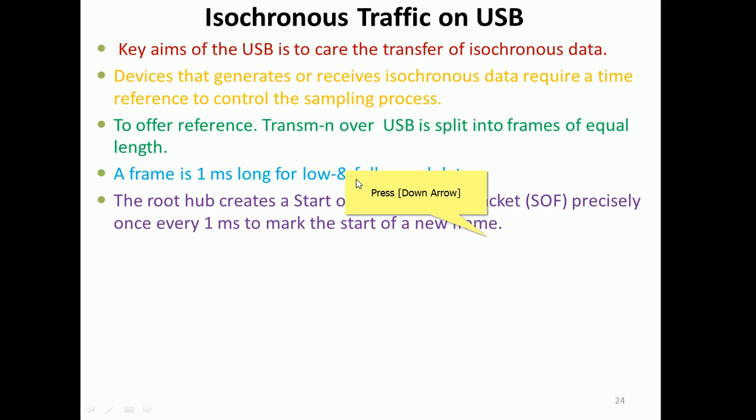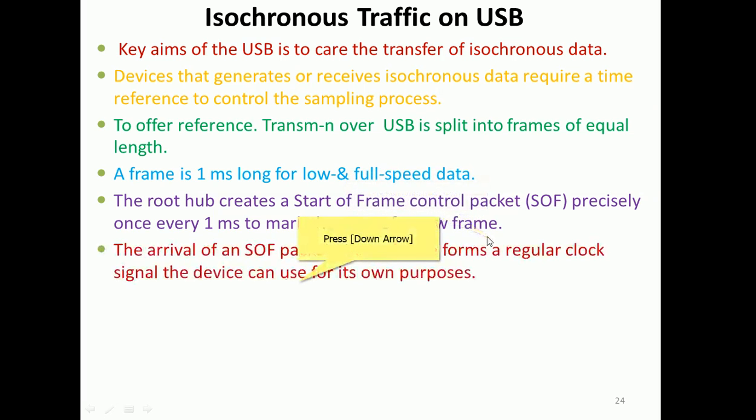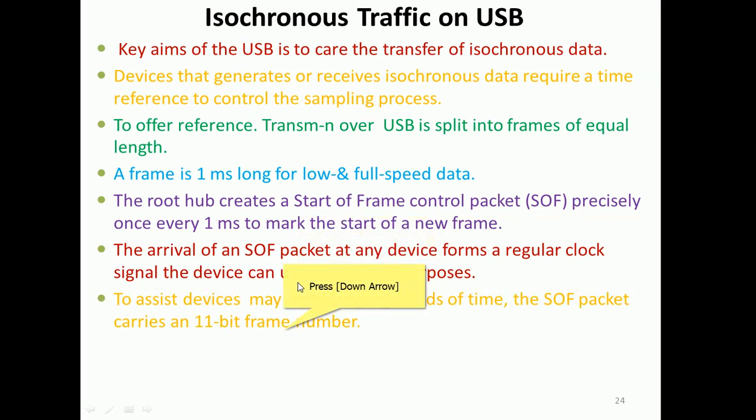So the root hub will be created. The root hub starts the frame control packet precisely once every 1 millisecond, marking the start of a new frame. That is the SOF frame control packet, created every 1 millisecond. The arrival of SOF packets at any device forms a regular clock signal that the device can use, to assist devices that may need longer periods of time. The SOF packet carries an 11-bit frame number.